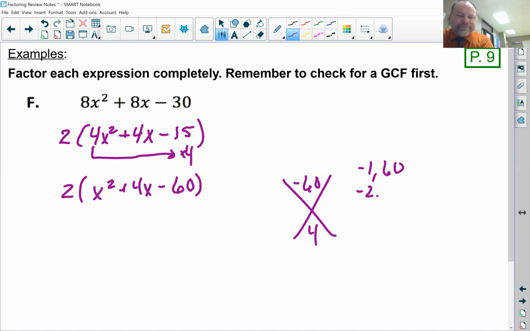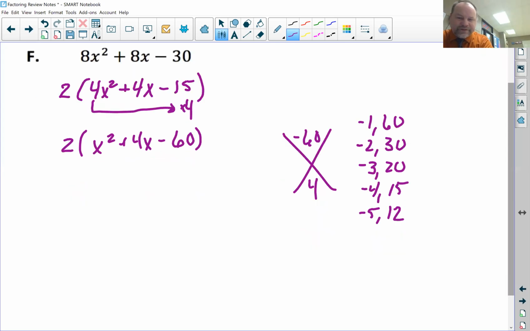-2 and 30. That doesn't add to 4. -3 and 20. That doesn't add to 4. -4 and 15. That doesn't add to 4. -5 and 12. That doesn't add to 4. -6 and 10. That does add to 4. So that's our pair.